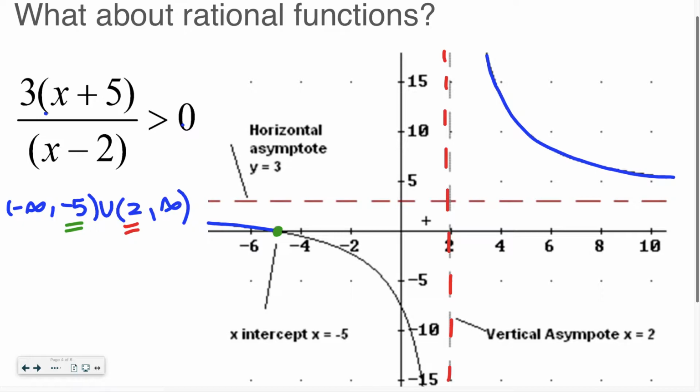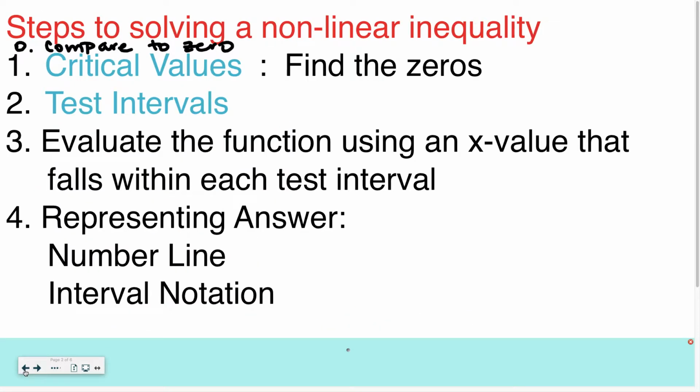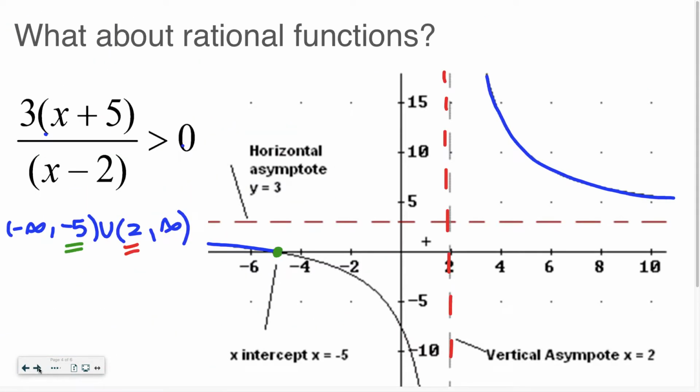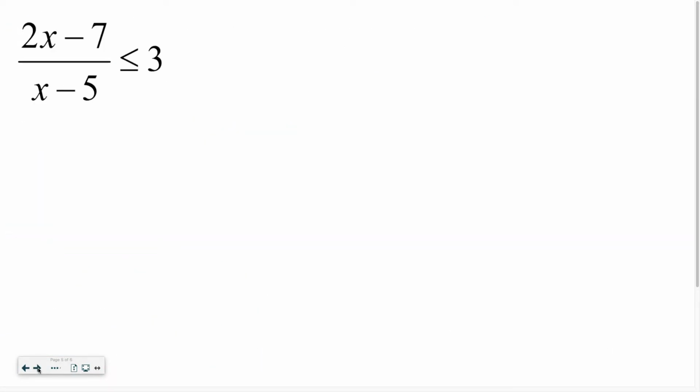So I want you to go back to your instructions, and when it says critical values, find the zeros. You also need to say vertical asymptotes. Now obviously if it's polynomial, there's not going to be a vertical asymptote, so you would ignore that one. But if it is rational, we do need to know where those vertical asymptotes are. So let's go ahead and do this one.